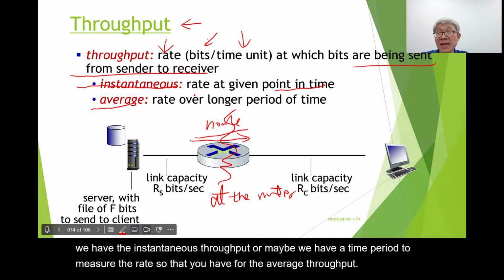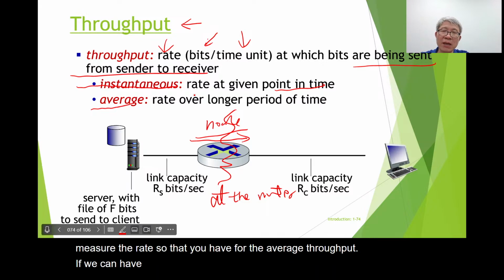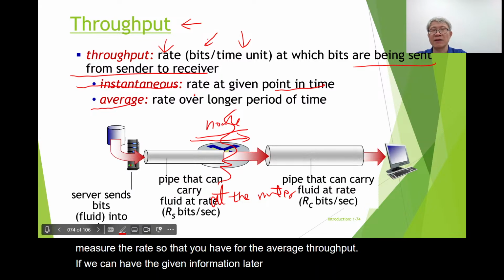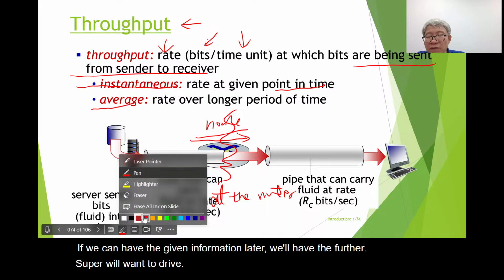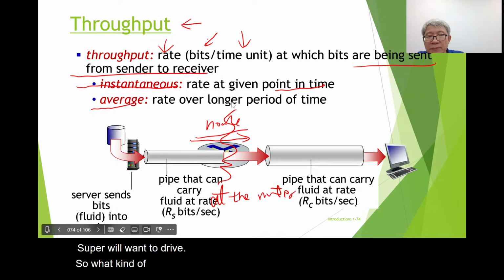If we have the given information, later we will have the further throughput we want to derive. So what kind of throughput do we want to derive?